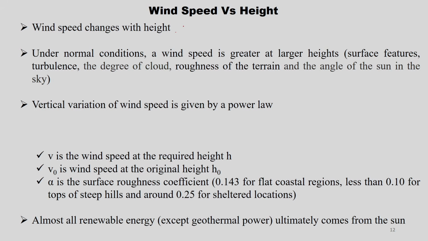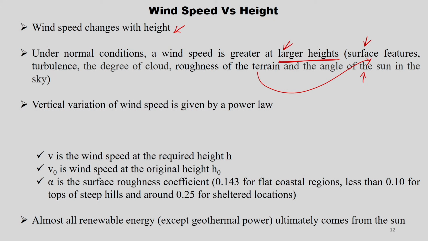And the wind speed changes with height. Under normal conditions, wind speed is greater at larger heights. But is it always the same? No, because it also depends on surface features, turbulence of the air, degree of cloud cover, roughness of the terrain, and the angle of the sun in the sky. We have discussed the motion of the earth about its axis and the sun. All this contributes to the relation of wind speed versus height, but in general wind speed is higher at larger heights.